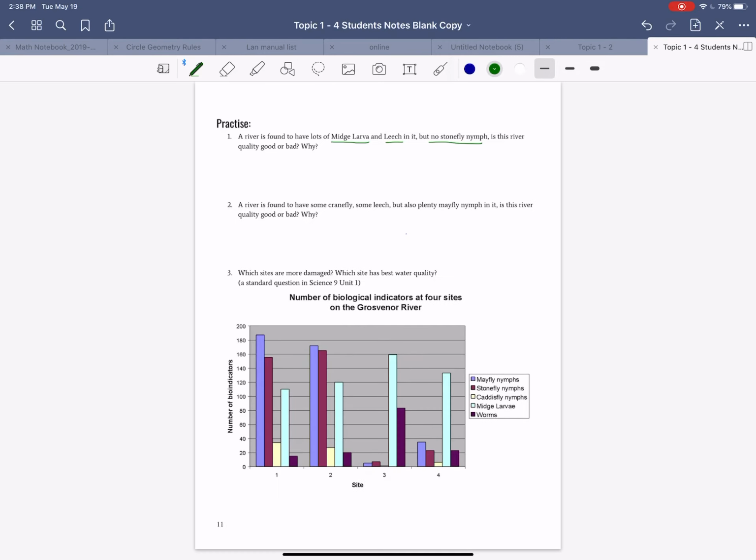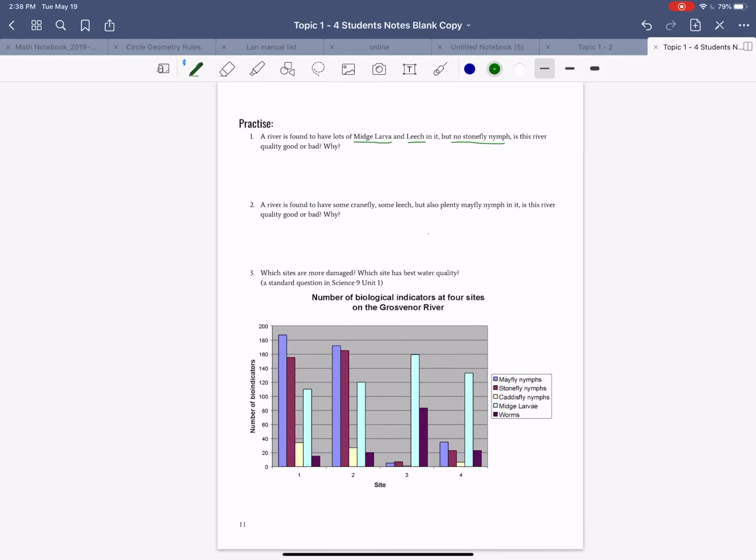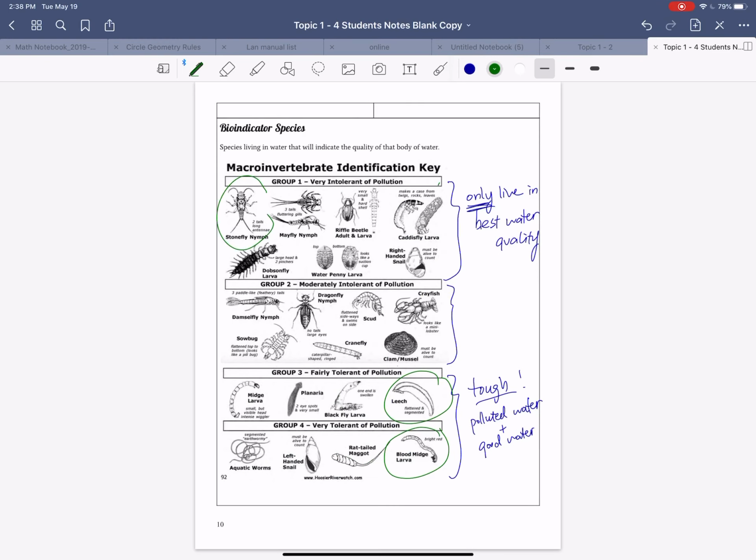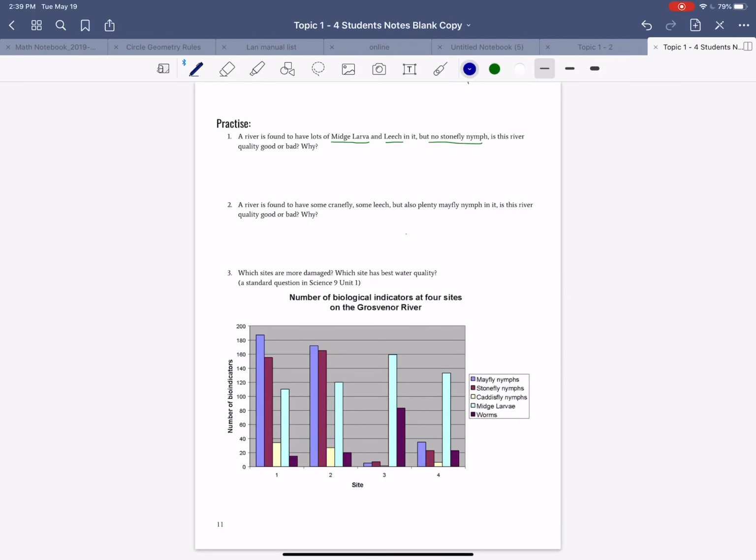Okay, I'm going to do the first question with you and do the second by yourself. And no stonefly nymph. Stonefly is this one. So no good indicator species, only the species tolerant to pollutants. So is the water quality good or bad? It's really bad. It might be bad, okay? Because only the tolerant ones. So these are group 4 species, group 3 and 4 species. That's why. Okay, and please pause the video and do the rest by yourself.